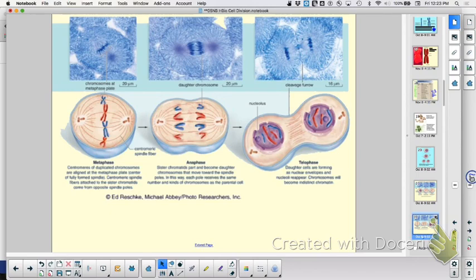They meet in the middle at metaphase, away at anaphase, two nuclei at telophase, cytokinesis. Perfect. The cytokinesis happens when we're doing this part. It kind of overlaps. When we say away at anaphase, who's going away from each other? Sister chromatids. Perfect.